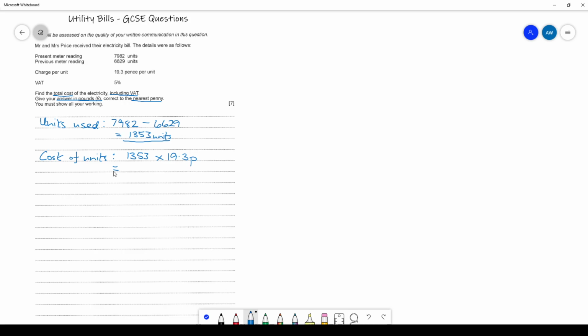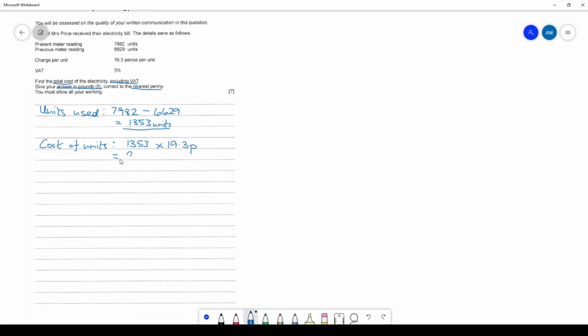I get, oh, just do that again, sorry. Okay, we get 26,112.9 pence. Now I'm going to leave that 0.9 there for a minute. I'm not going to do any rounding yet. Now I'm going to change it to pounds because it wants my answer in pounds at the end, so I'm going to change this to pounds before I do anything else. So I'm just going to tell everyone how I'm doing that.